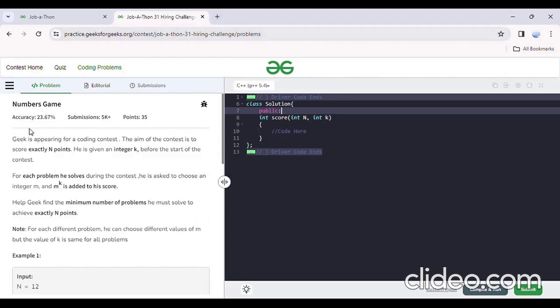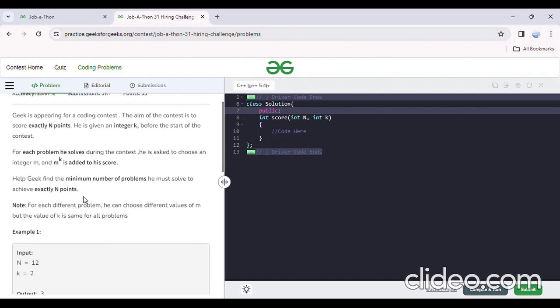Number game. Geek is appearing for a coding contest. The aim of the contest is to score exactly n points. He is given an integer k before the start of the contest. For each problem he solves during the contest, he is asked to choose an integer m, and m power k is added to his score. Help Geek find the number of problems he must solve to achieve exactly n points. For each different problem he can choose different values of m, but the value of k is the same.